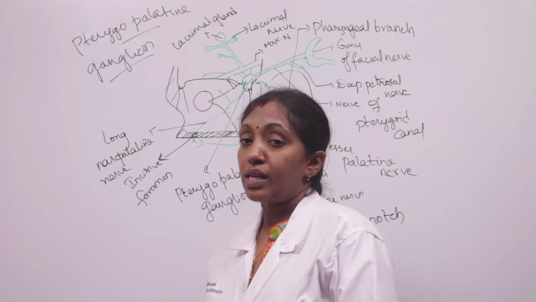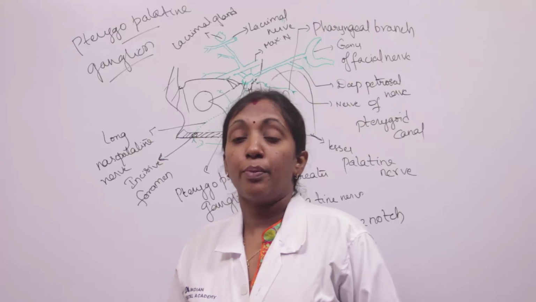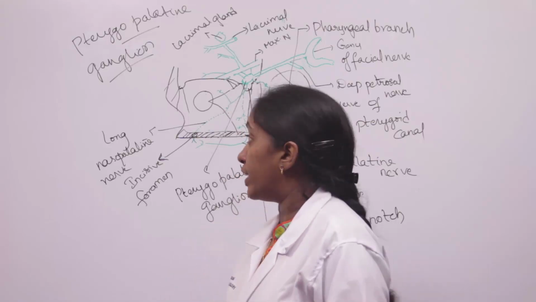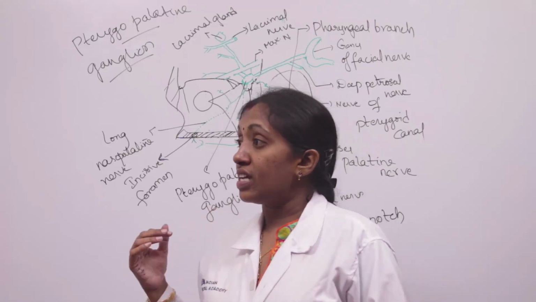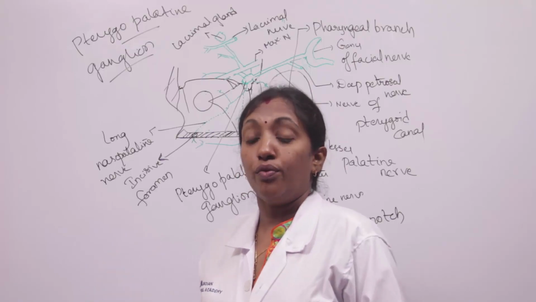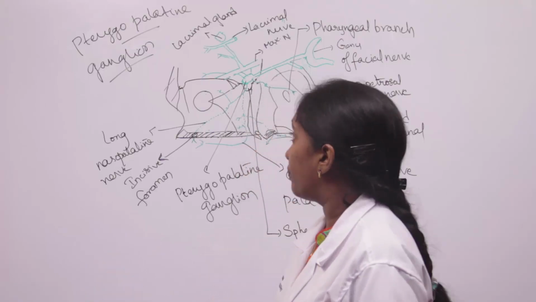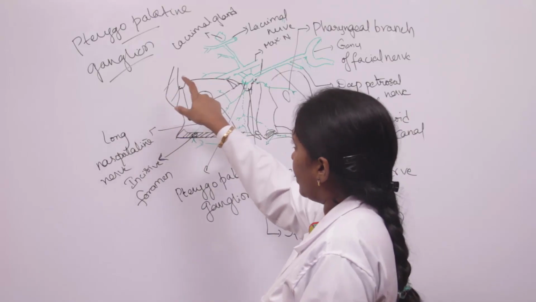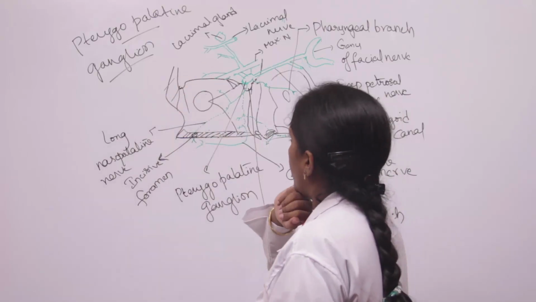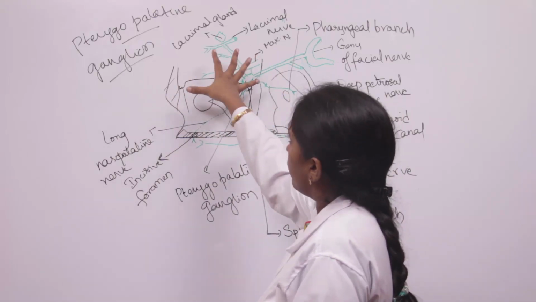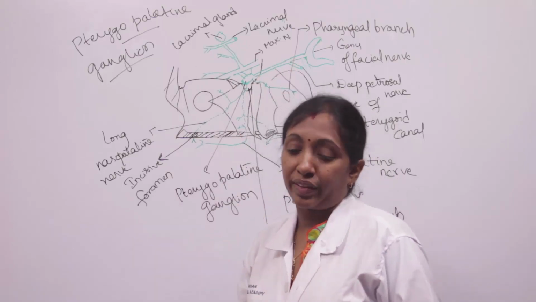We have discussed the submandibular ganglion, and compared to it the pterygopalatine ganglion is the largest of the 4 parasympathetic ganglia. Okay. So coming to the pterygopalatine ganglion, the preganglionic parasympathetic fibers.